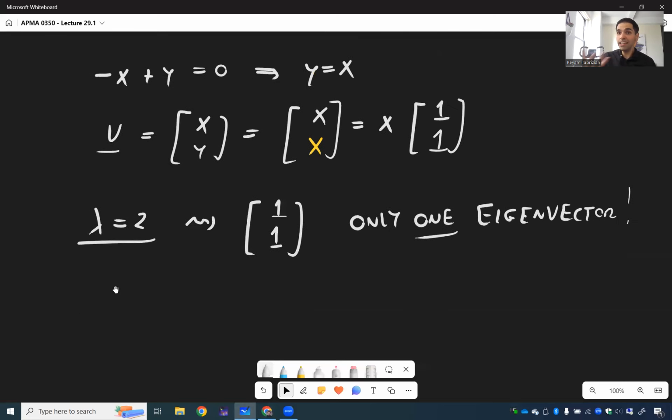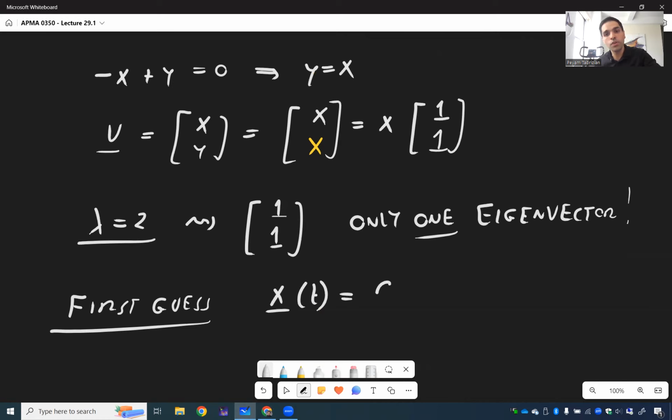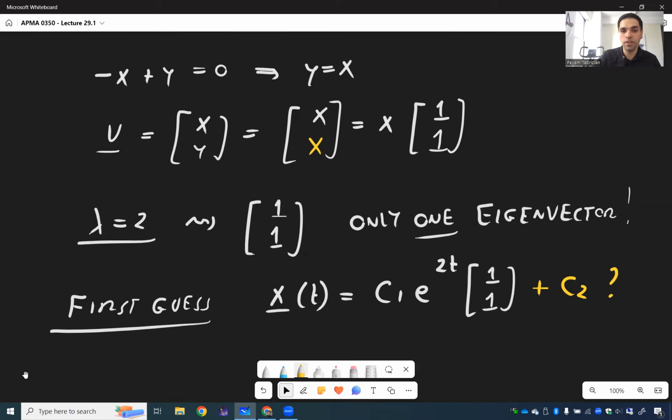Well, let's think a little bit in terms of what we learned with systems. So our first guess would be, well, 2 is an eigenvalue, (1, 1) is an eigenvector. So let's do C1 e to the 2t times (1, 1). But the problem is we need a second solution. Remember, usually for these 2 by 2 systems, we had a C1 and C2. So here we do need C2 times something.